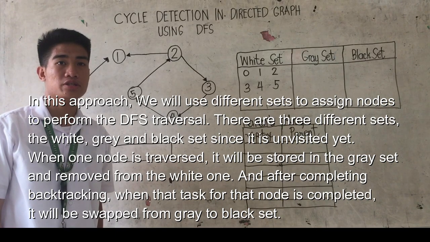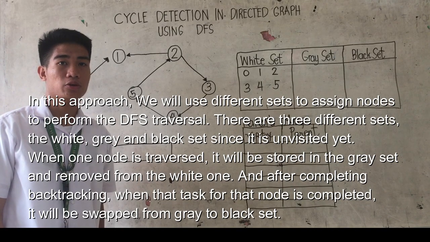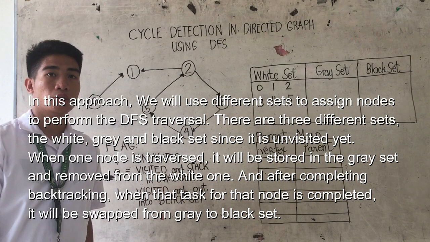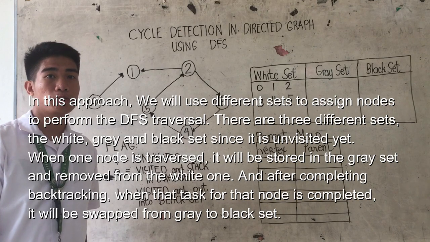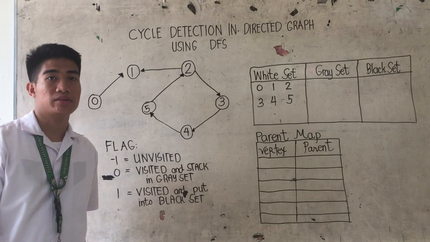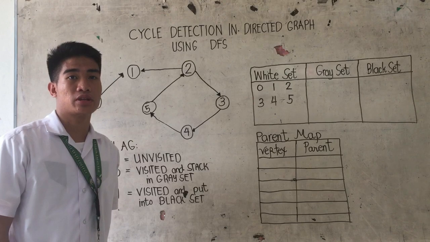There are three different sets: the white, gray, and black set. Initially, all nodes will be stored inside the white set since they are unvisited yet. When one node is traversed, it will be stored in the gray set and removed from the white set. And after completing the backtracking, when the task for that node is completed, it will be moved from gray to black set.